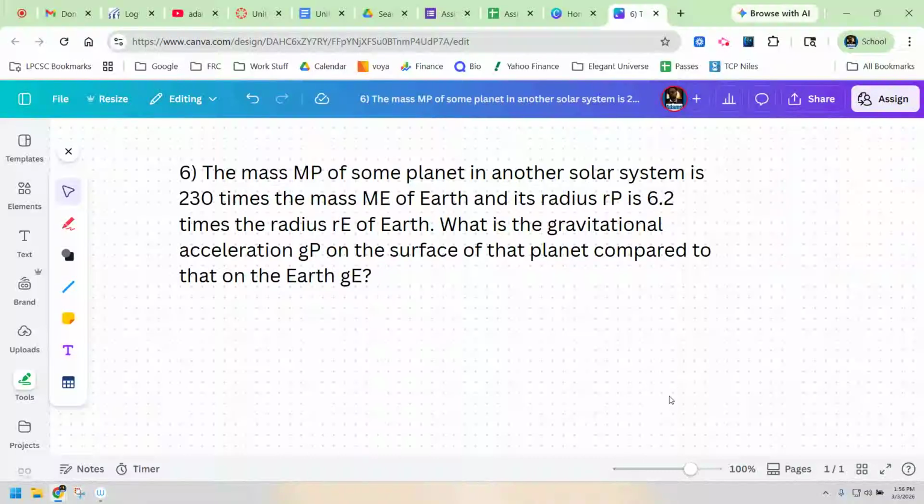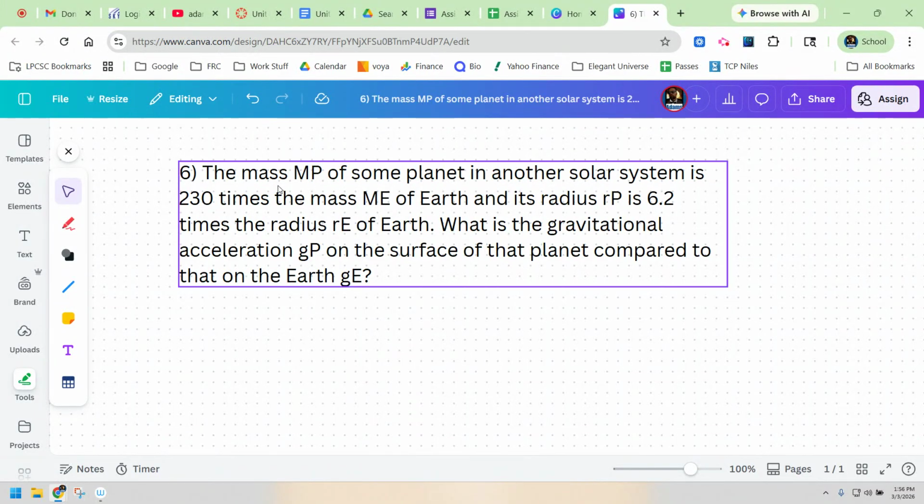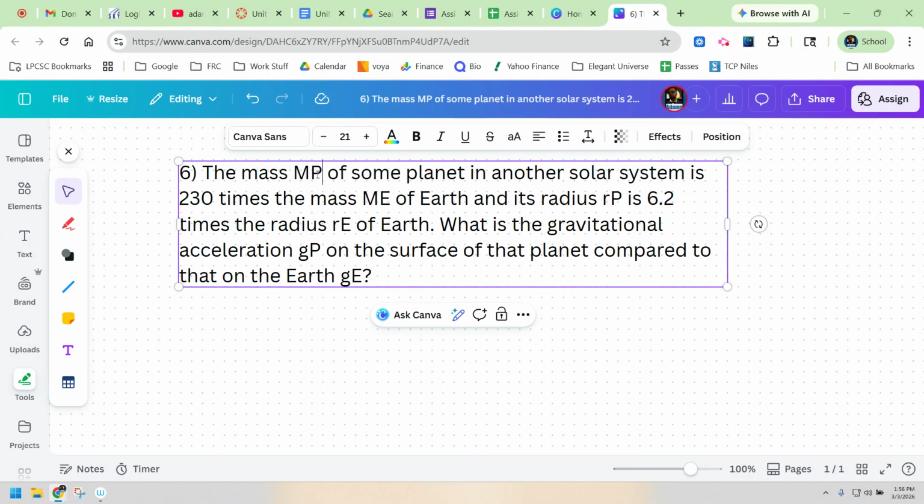The mass M_P of some other planet in the solar system is 230 times the mass... Oh, you know what? When I copied and pasted this, this should be, let me just change this. M_P, some other planet. This is like subset notation, right?